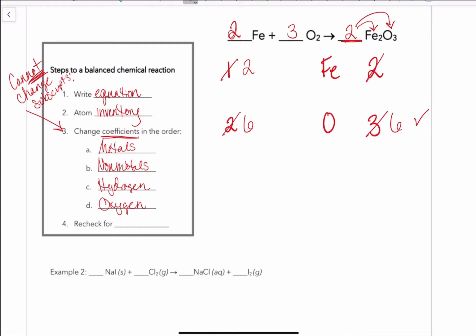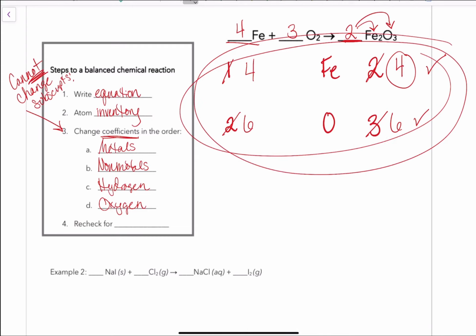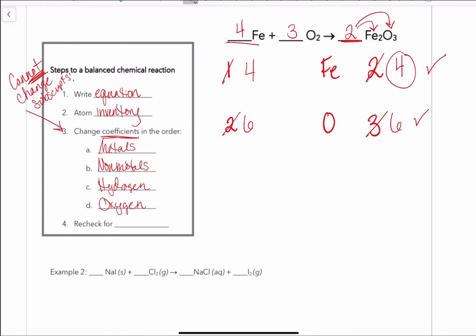So now on this side, we have 4 irons. And you're probably thinking, but we just fixed the other iron. What do we do? So whenever this happens, we're going to go back to this coefficient and we're going to try again. So now if this is 1, we need it to be 4. We can multiply it by 4 and ta-da, it is equal to 4. So now everything is balanced. Our atoms and our inventory match because we've changed the coefficients in order to get them to match.